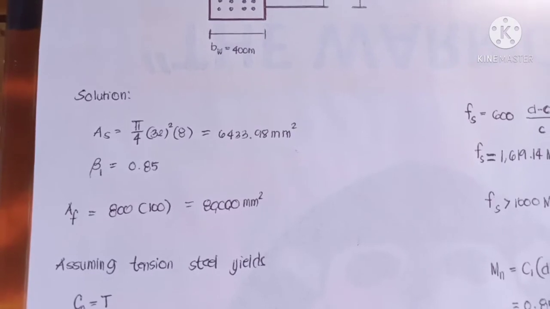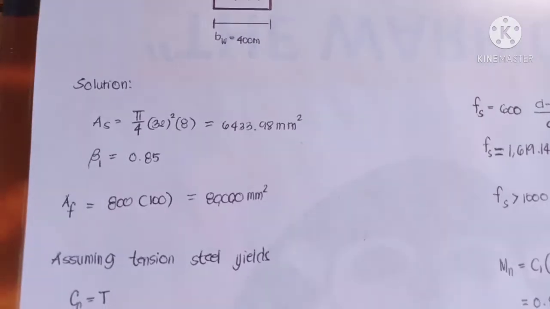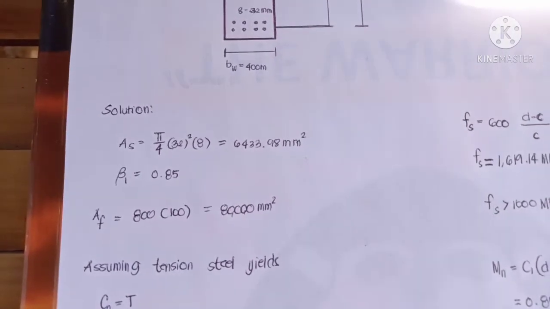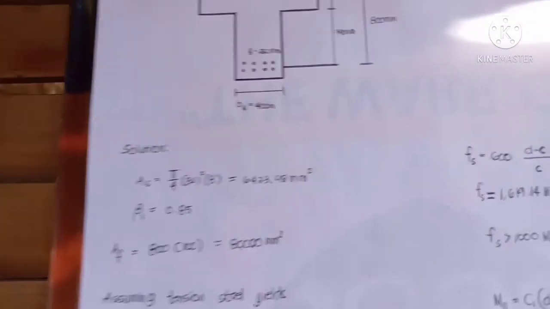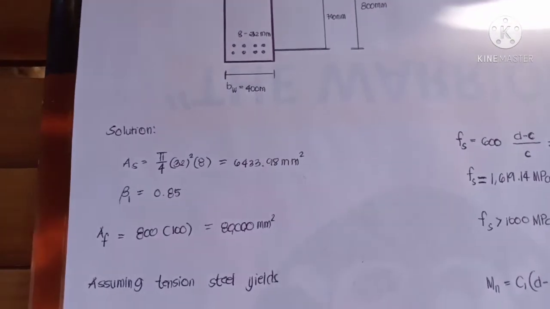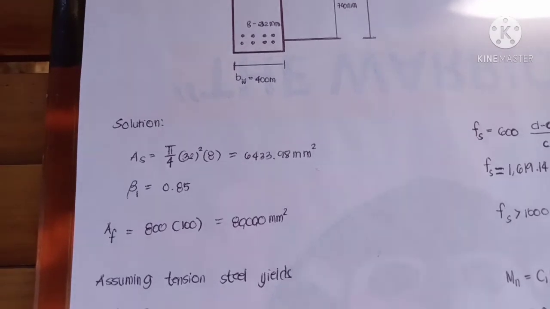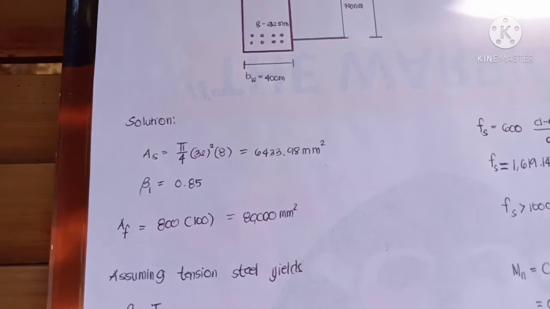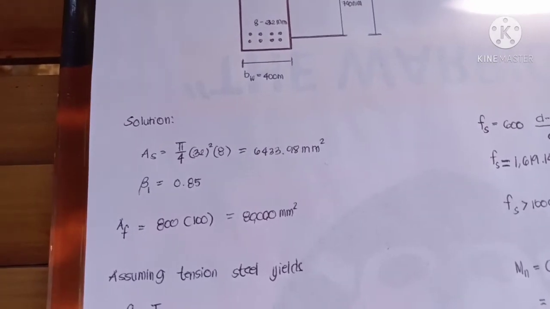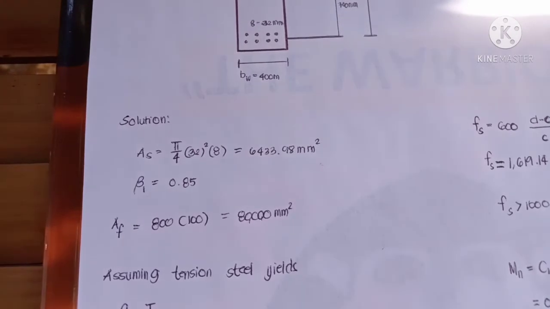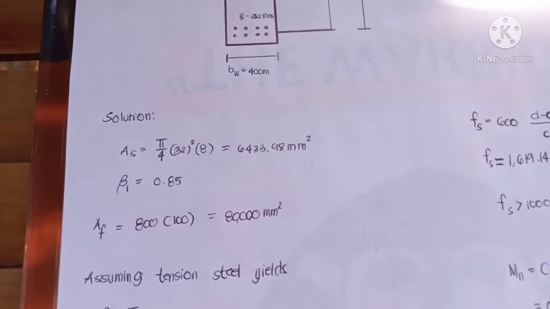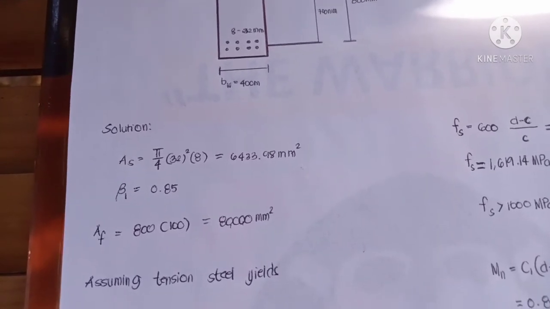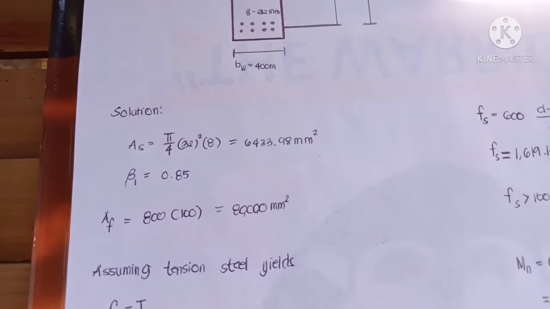First is to compute the steel area. We have 8 32 mm bars. So for the formula in finding the area of steel, we have pi over 4 times its diameter squared and times its number of bars. So we have the value of area of steel, which is equal to 6,433.98 mm squared. And for the value of our beta 1, we have 0.85.